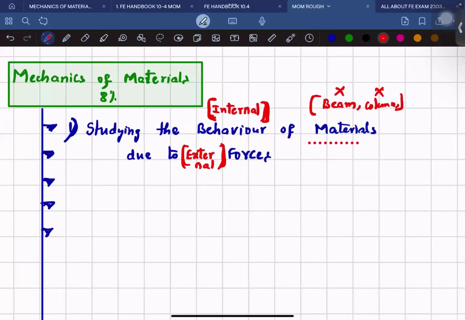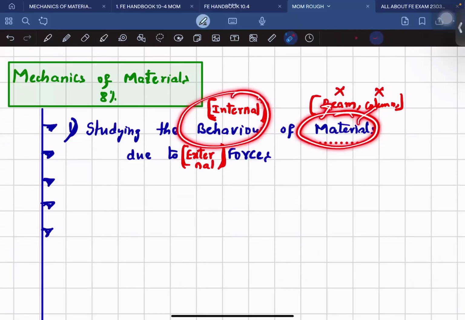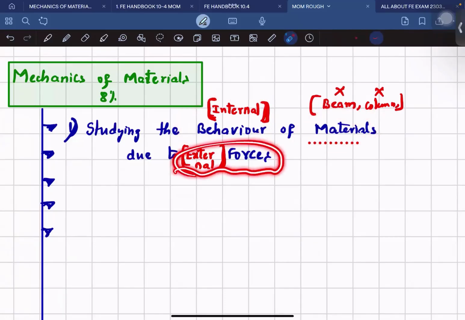Studying the internal behavior of the material, which is a part of a beam or column, whatever it might be, due to external forces acting on this material, is known as mechanics of materials.